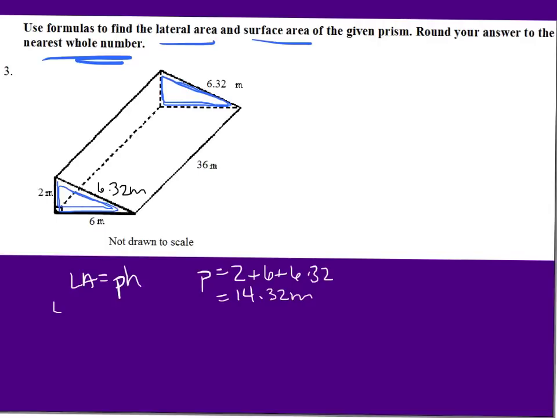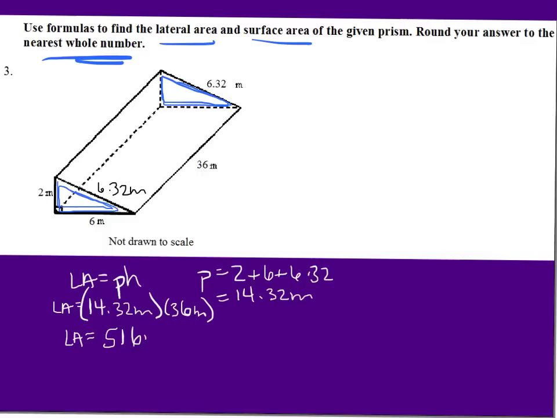So let's plug that in. And then our height is the distance between our two bases. So our height is 36 meters. So we're going to multiply those two numbers, and our lateral area ends up being 516, because I have to round up since I get 515.52.